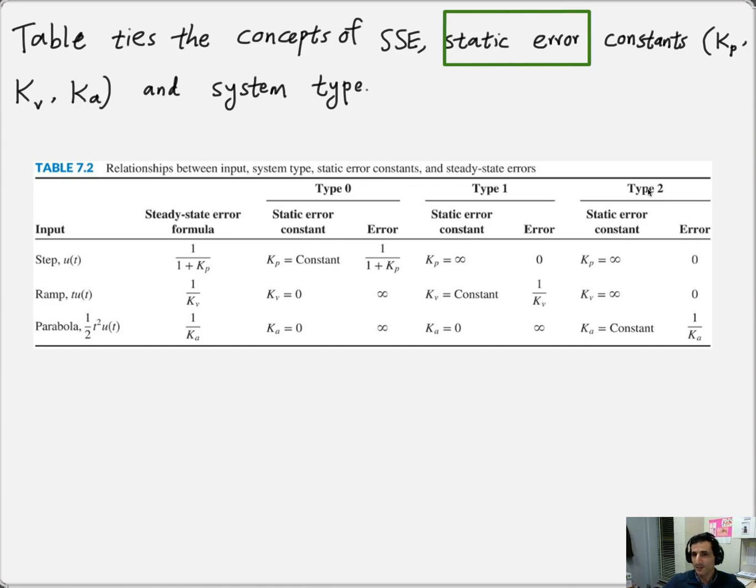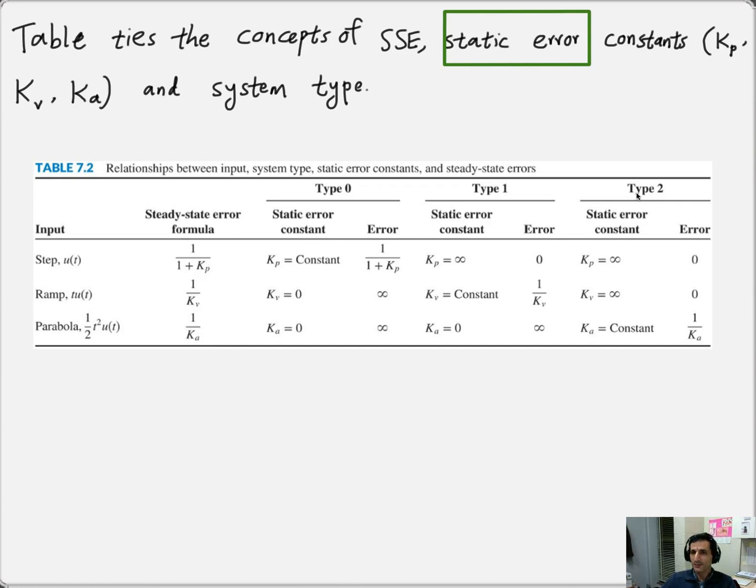But now if your system is type 2 or higher, the value of Kv, the velocity constant, is going to be infinity, and therefore your steady state error is going to be 0. But now if you have a parabolic function like 1/2 of t squared, the equation you can use to find the steady state error is 1/Ka, where Ka is the acceleration constant. If your system is type 0 or type 1, your Ka is going to be 0, and your steady state error would be infinity.